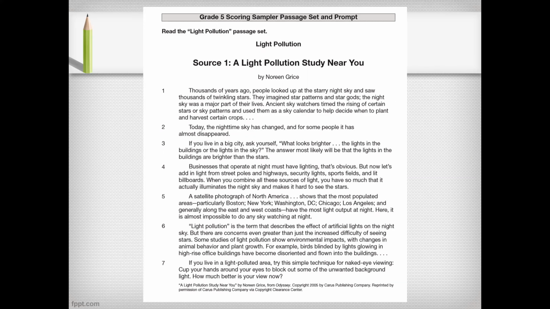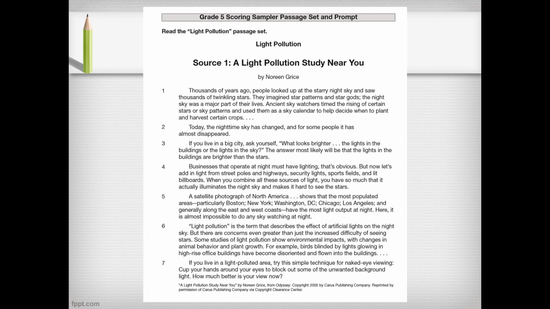Source 1, a light pollution study near you. Thousands of years ago, people looked up at the starry night sky and saw thousands of twinkling stars. They imagined star patterns and star gods. The night sky was a major part of their lives. Ancient sky watchers timed the rising of certain stars or sky patterns and used them as a sky calendar to help decide when to plant and harvest certain crops.